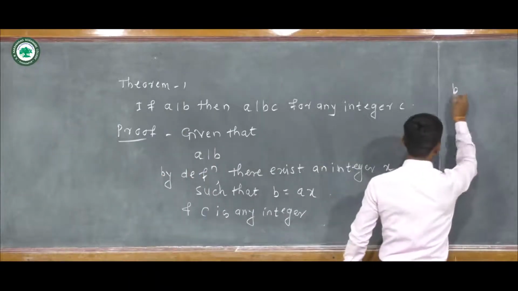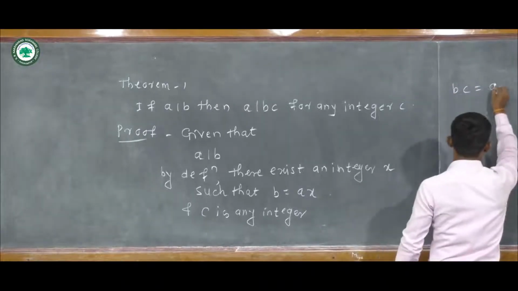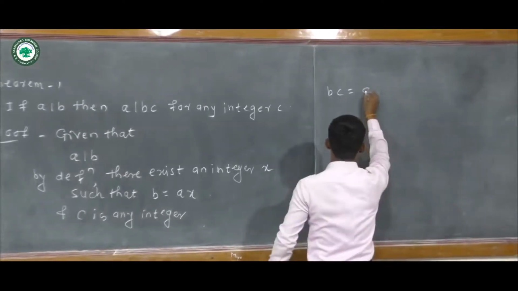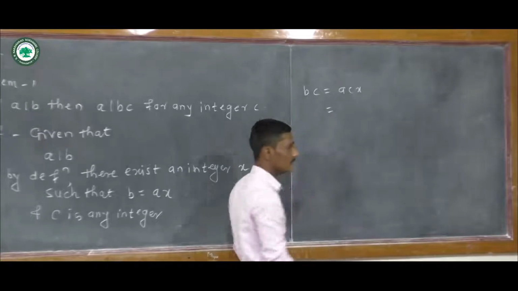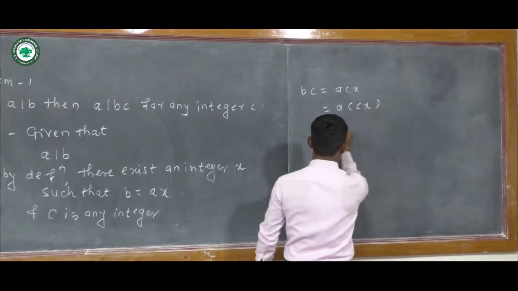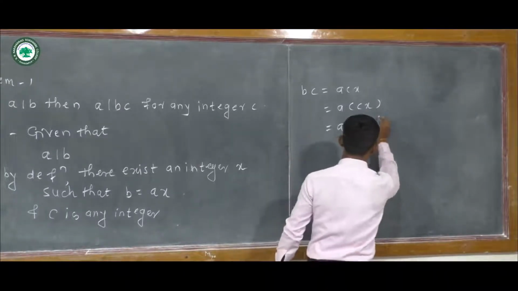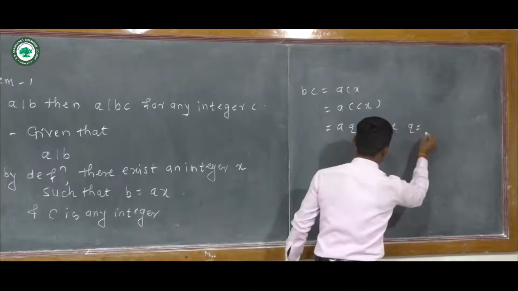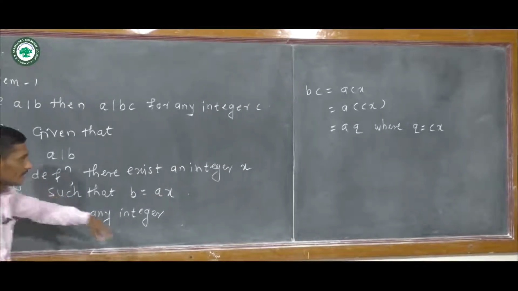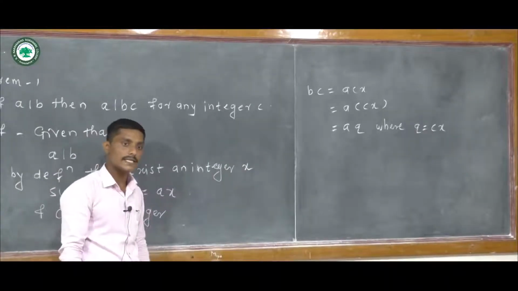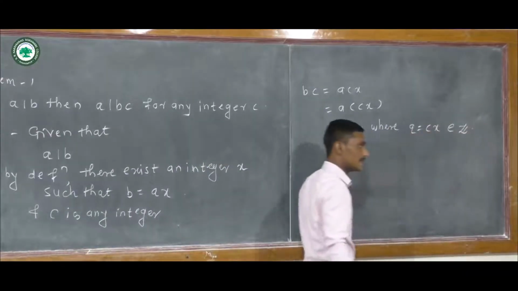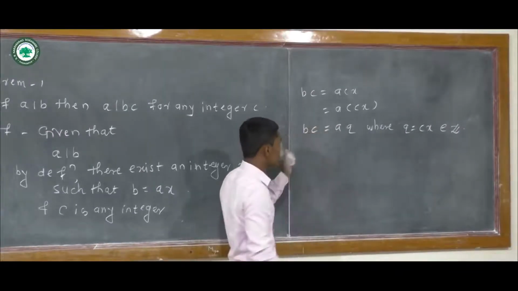We get b into c is equal to a into c into x, and we rewrite a into c into x as a into q, where q is equal to c into x. Here given c is any arbitrary integer and x is also an integer, so c into x is also an integer, which implies q is equal to c into x belongs to Z, and here we prove bc is equal to a into q.